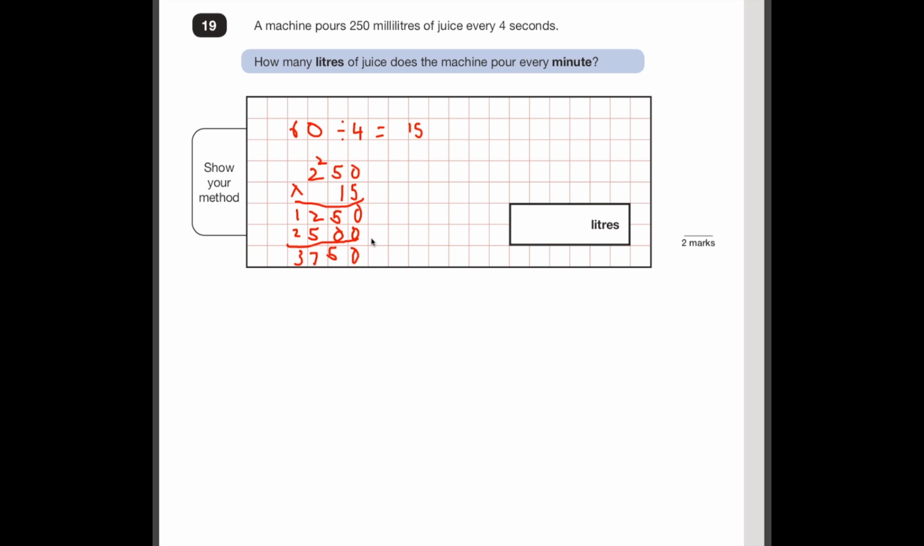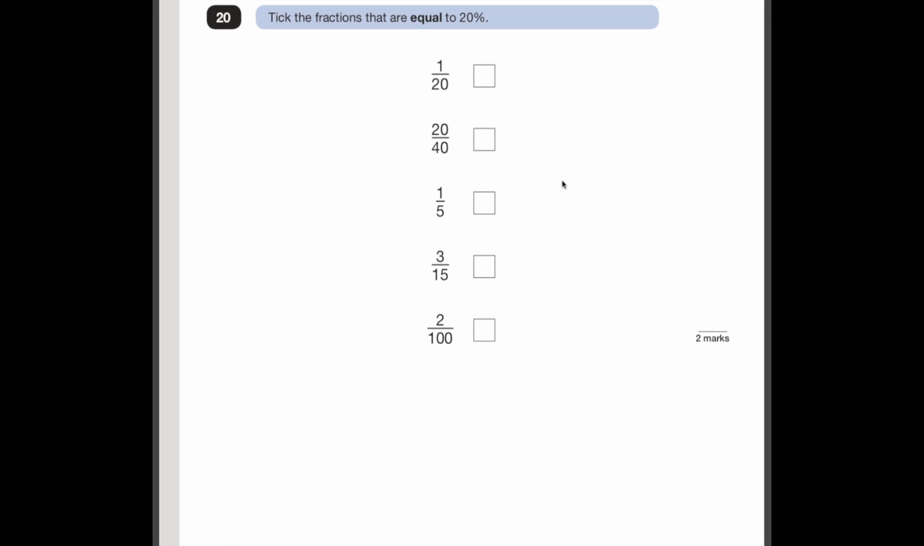But it wants our answers in litres. So what we need to do is divide 3,750 by 1,000. So our answer would be 3.75 litres.